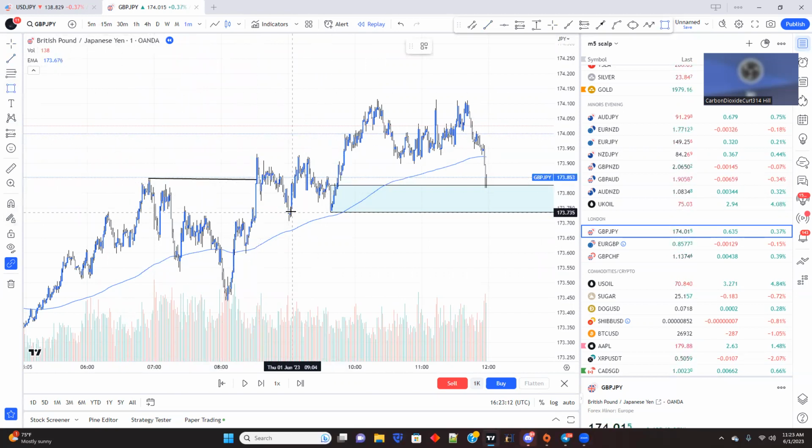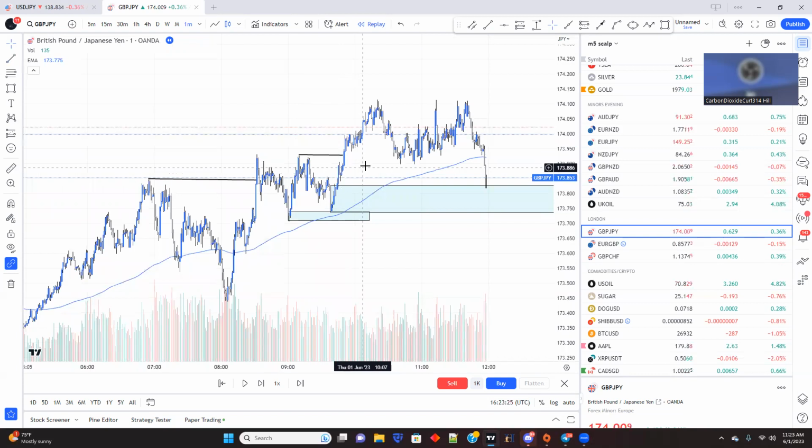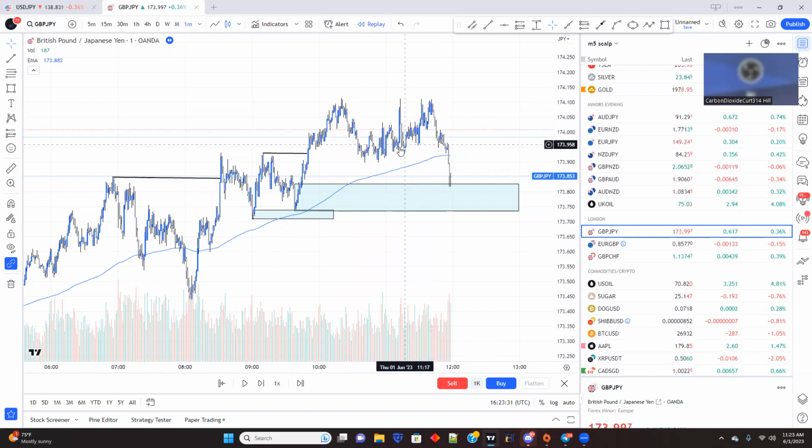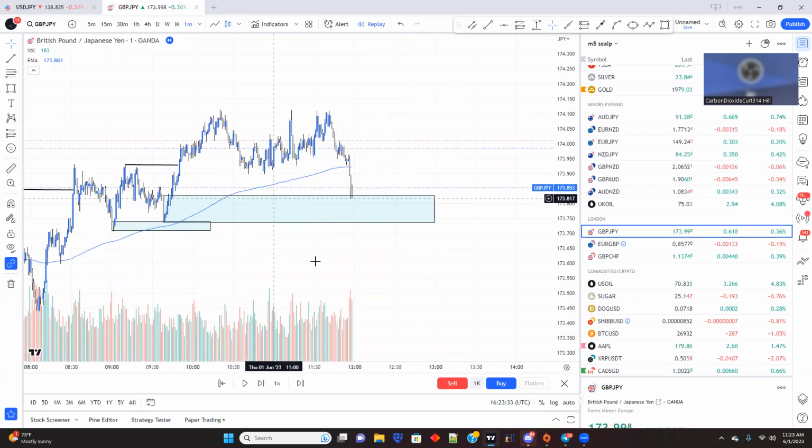Where's the demand right here? It would have been right there. That would have been demand. But see, it tapped that demand, created a new demand, came back up and broke structure again. Structure break. So now the next thing I'm looking for is to continue, or to come back to the structural high. See how it tapped the zone?